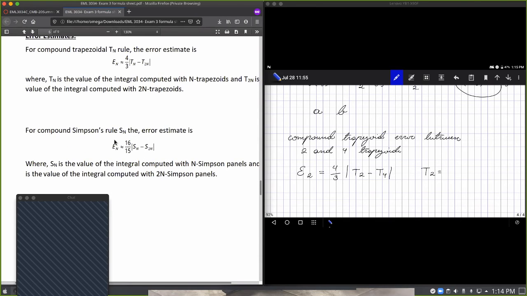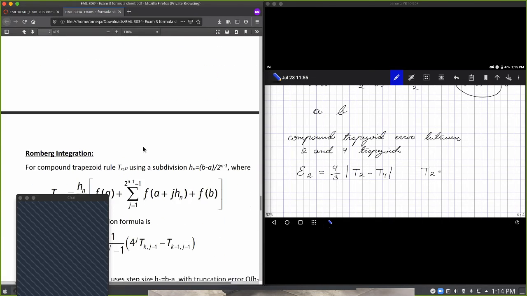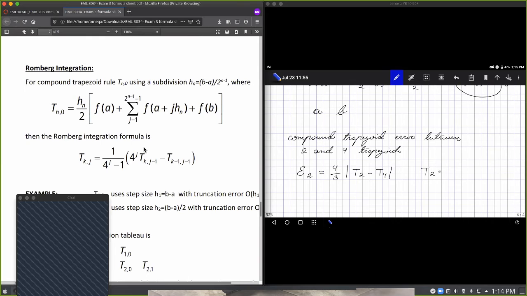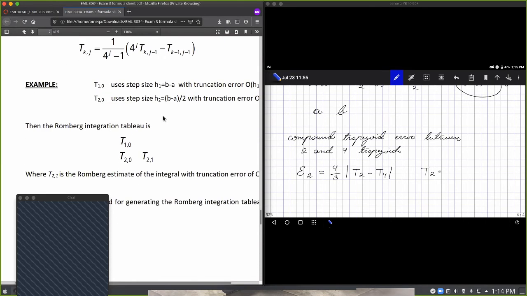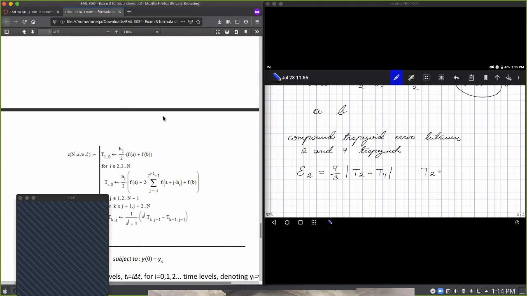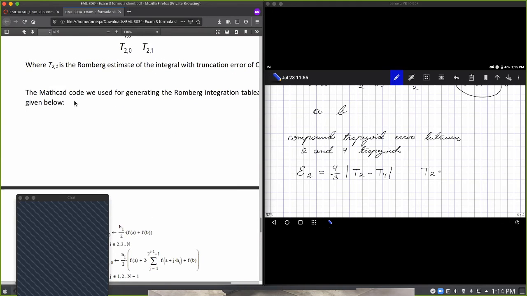And same thing with the Simpson's rule. Romberg integration, same idea. You will see it on the exam. Romberg integration is in a 10-step. The MATLAB code we use for generating.